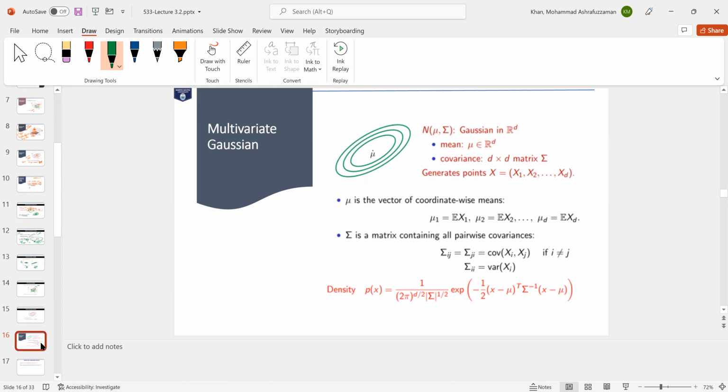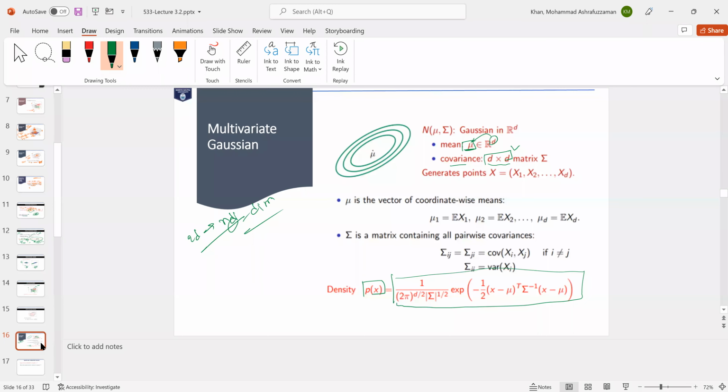Now let's talk about multivariate Gaussian. So from 2-dimensional to 10-dimensional. So in this case, basically d-dimensional. Now for d-dimensional Gaussian distribution, the mean vector will have d different numbers, one for each feature, and the covariance matrix will have d square entries, and its dimension will be d by d. And then the density function will look like this.